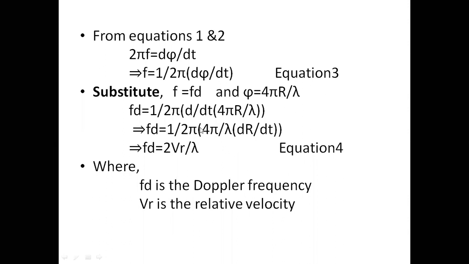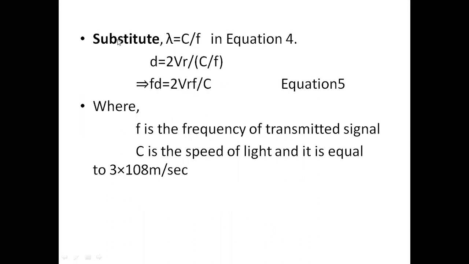If you simplify, we get the equation fd is equal to 2 Vr by lambda, where Vr is dr by dt. Consider this one as the fourth equation, where fd is the Doppler frequency, Vr is the relative velocity and lambda is the wavelength. And again, we know the value of lambda in terms of frequency, in terms of c, that is lambda is equal to c by f. Substitute lambda is equal to c by f in the above equation.